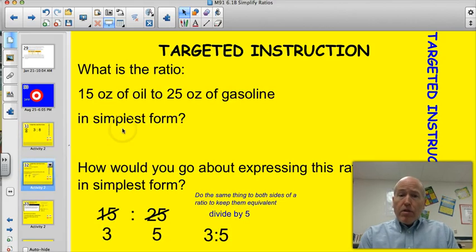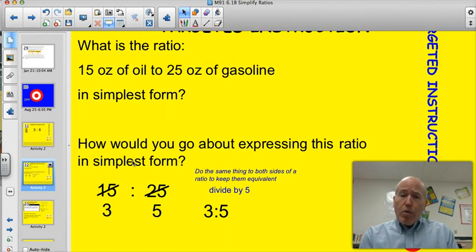All right, here's the question of the night. What is the ratio 15 ounces of oil to 25 ounces of gasoline in simplest form? How would you go about expressing that ratio in simplest form? Well, when you have a fraction, whatever you do to the top side of the fraction, you do to the bottom side. And really it's the same thing here with a ratio. Whatever you do to one side, you'll do to the other. So I've got my little note there. Do the same thing to both sides. And this will help keep them equivalent.